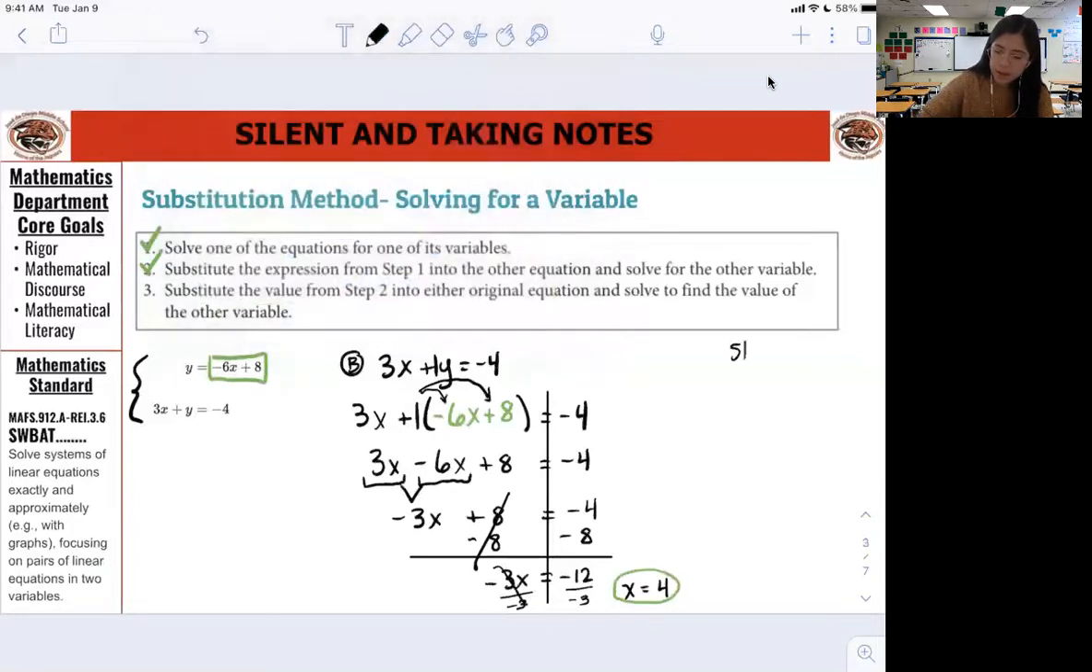Step 3, I plug that number back into one of my original equations. Equation A is a little bit simpler than equation B because that y is already by itself. So I can basically just plug in a 4 for x, and then solve.